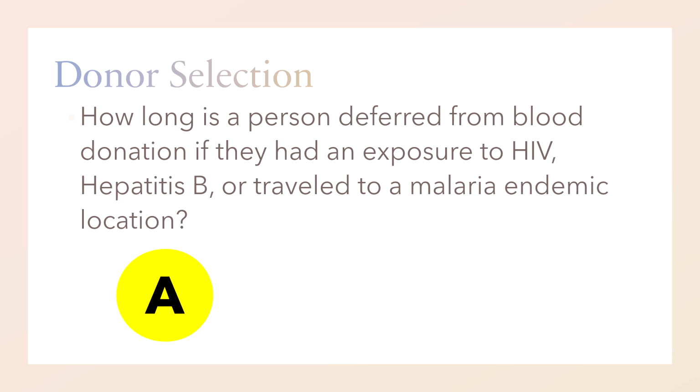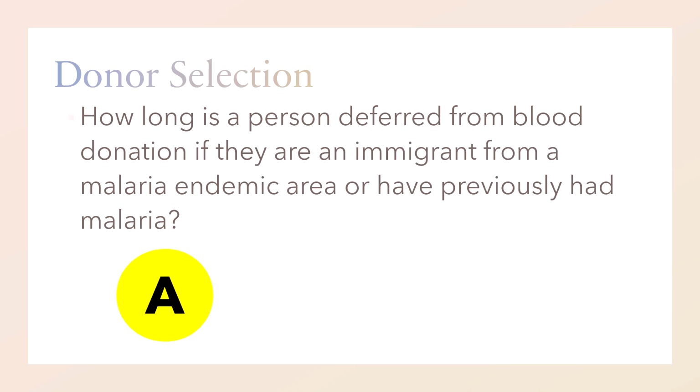How long is a person deferred from blood donation if they had an exposure to HIV, hepatitis B, or traveled to a malarial endemic location? 1 year. How long is a person deferred from blood donation if they are an immigrant from a malarial endemic area or have previously had malaria? 3 years.